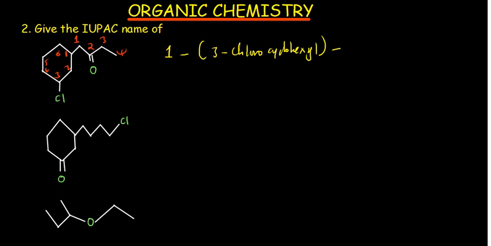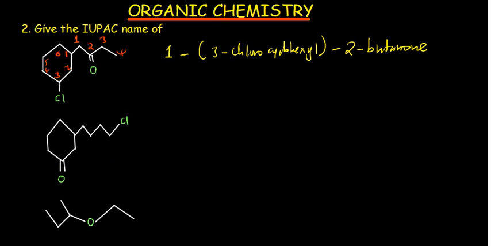And then at position number 2 of the main chain, we have got a ketone, but there are 4 carbons. This is a butanone. So that is going to be the name: 1,3-chlorocyclohexyl 2-butanone. Now let's also consider this one.